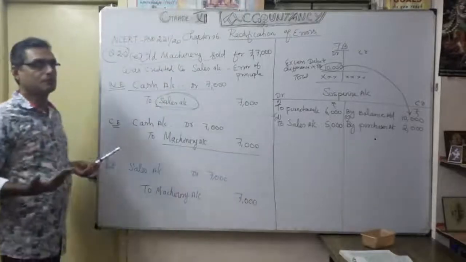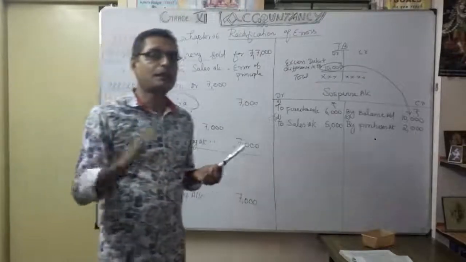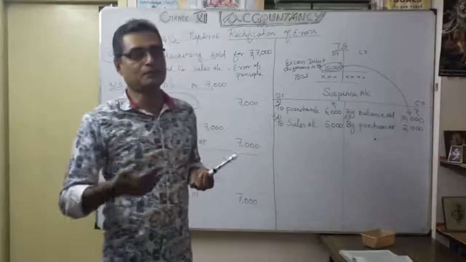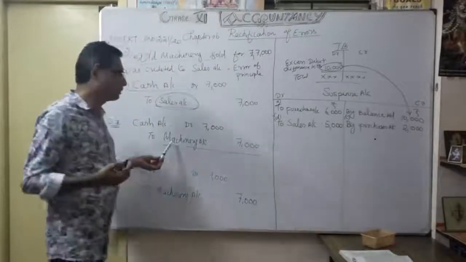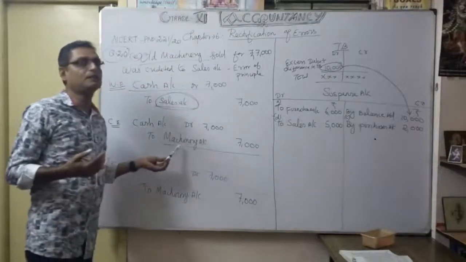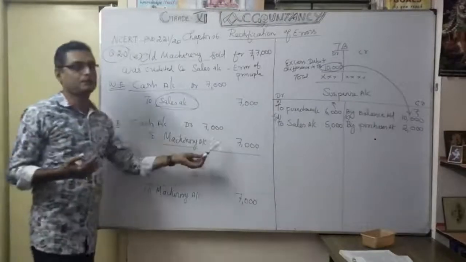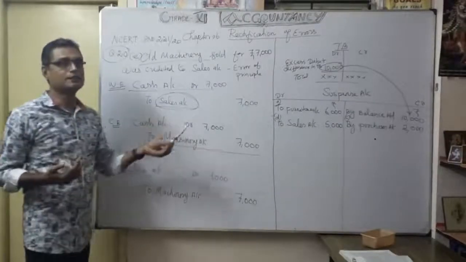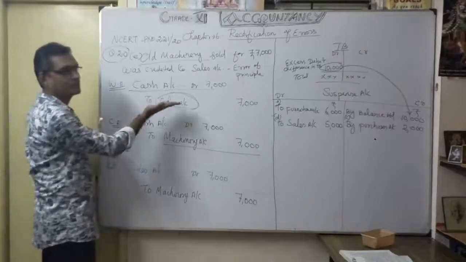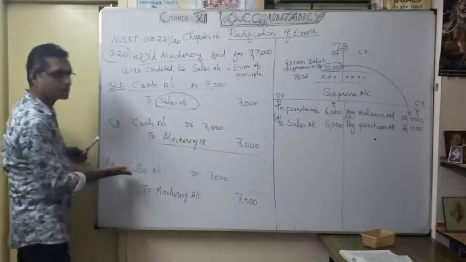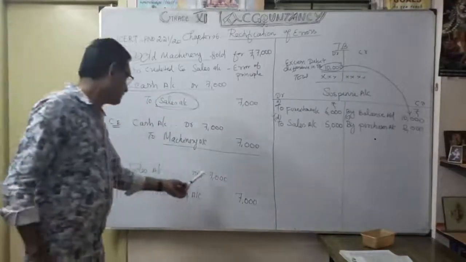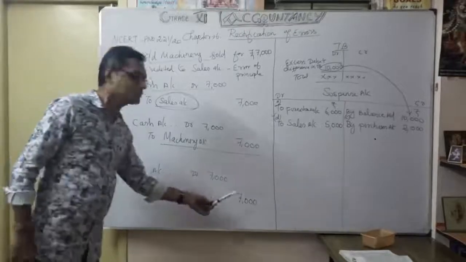In the same manner, the opposite applies to capital expenditure and revenue expenditure. Similarly, here it should be recorded as a capital receipt, not as a revenue receipt. That's why earlier I did it as a sales account credit. Now I'm going to give the effect on the debit side. Sales account debit 7,000 to machinery account 7,000.